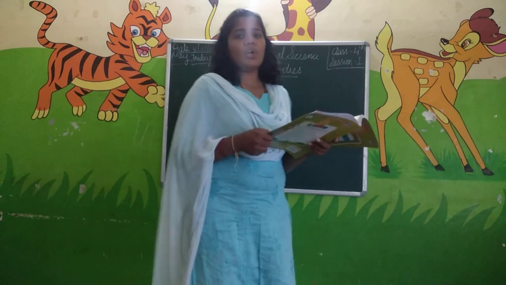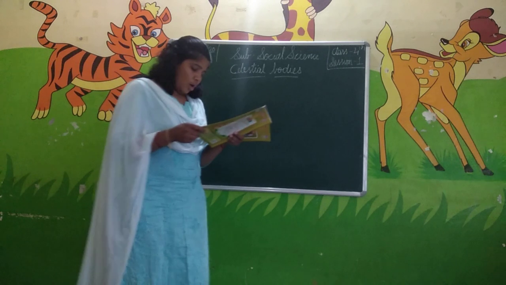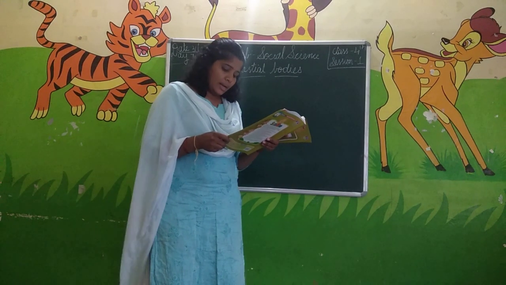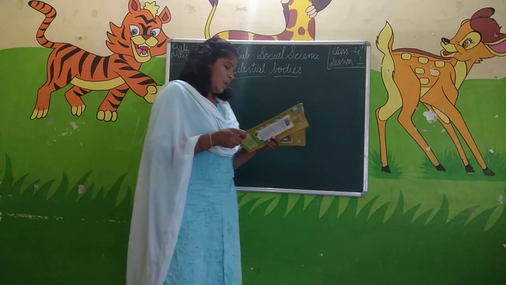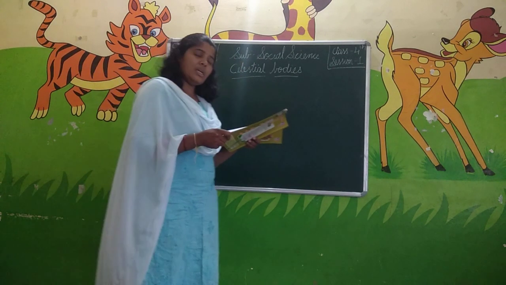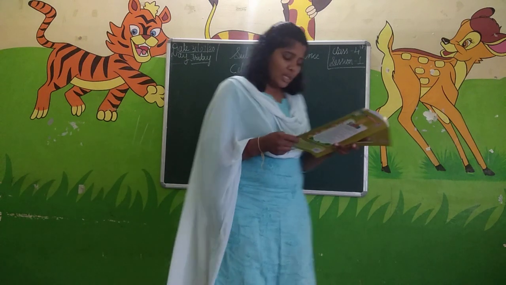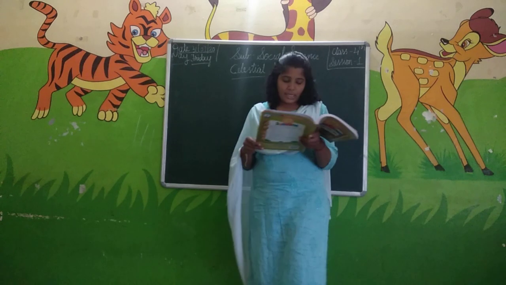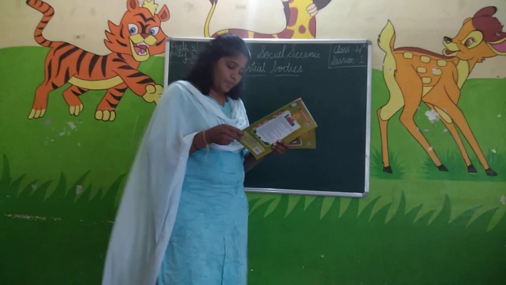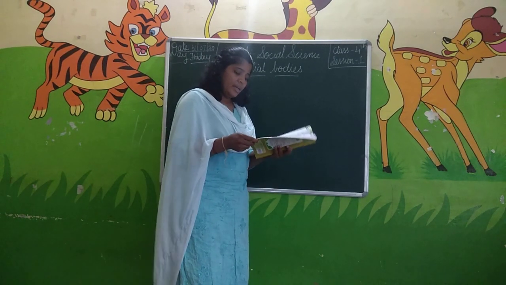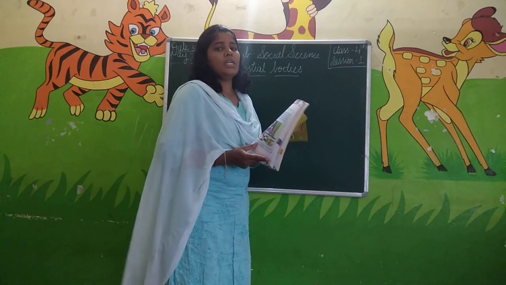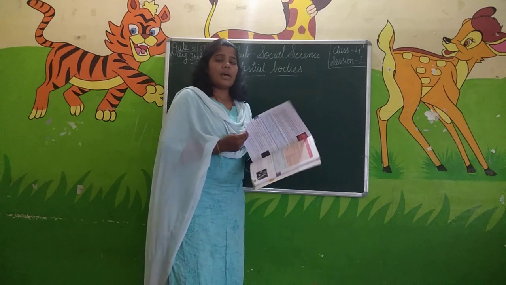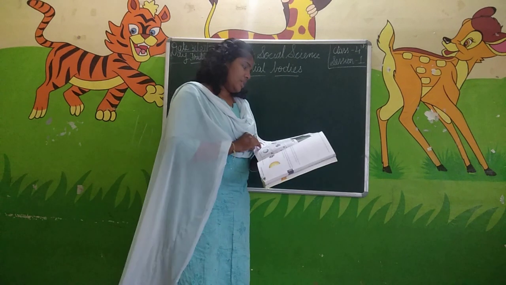The universe. What do you mean by the universe? The vast open space that we see above us with the sun, stars, planets, meteoroids, comets, and the moon is called the universe. It includes all the heavenly bodies. So many big planets and stars are present in the universe.